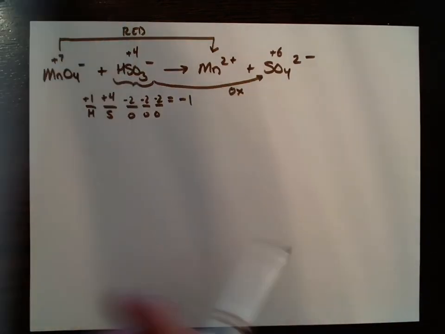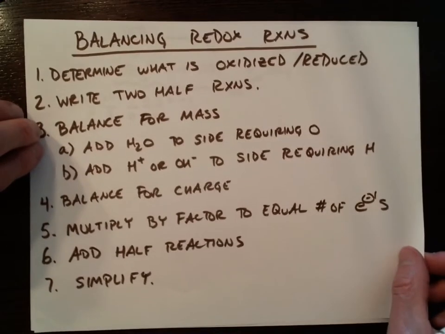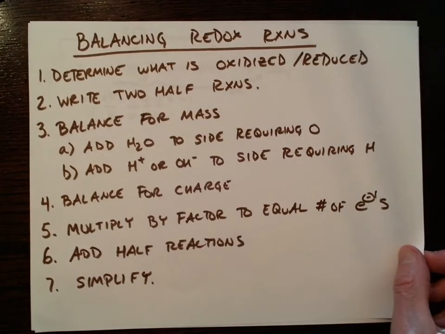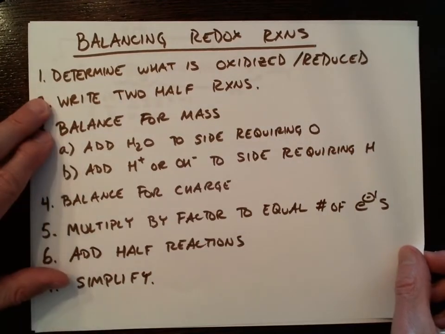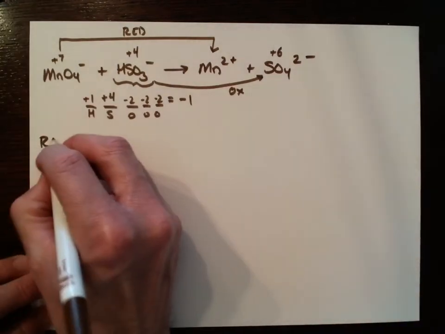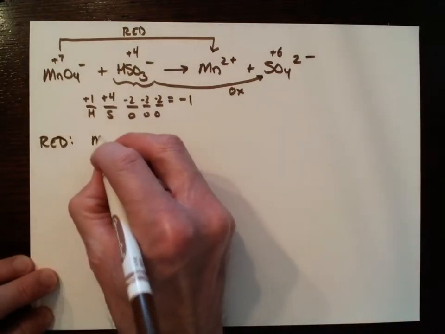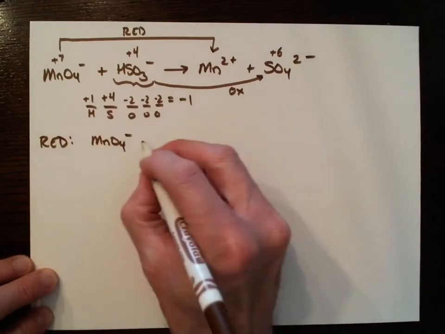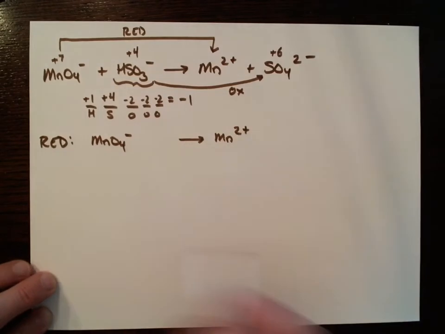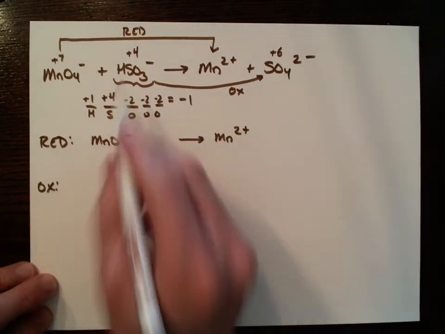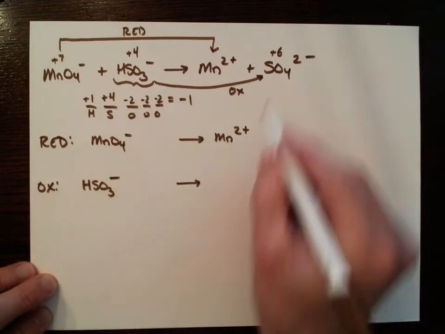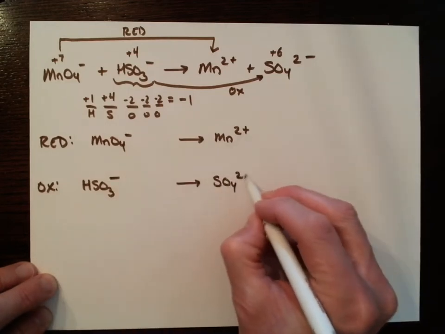That's the first step. I need to determine what was oxidized and what was reduced, and to do that I had to find the oxidation numbers of all the elements. Now I'm going to write both of those as 2 half reactions. Alright, so let's see. The reduction, that's going to be permanganate, is going to go to manganese 2 plus. The oxidation, that's going to be hydrogen sulfite, that's going to go to sulfate.